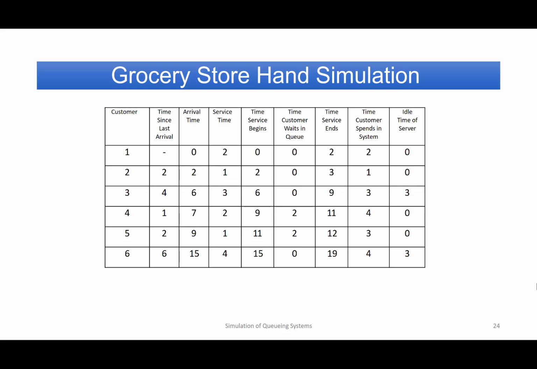The time since last arrival would be 6, since they came at 15 and the prior customer arrived at 9. The service time was 4, and the service was able to begin at time 15, right when the customer arrived. Since there was no waiting queue time, and the service time was 4, the service ended at 19. The customer spent 4 in the system, and then the server was idle for 3.